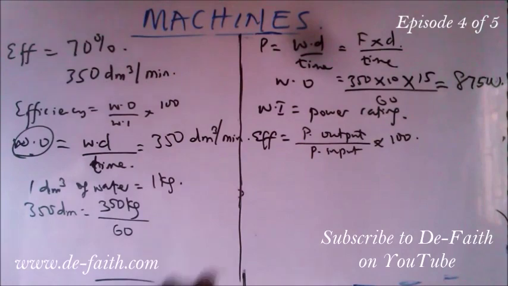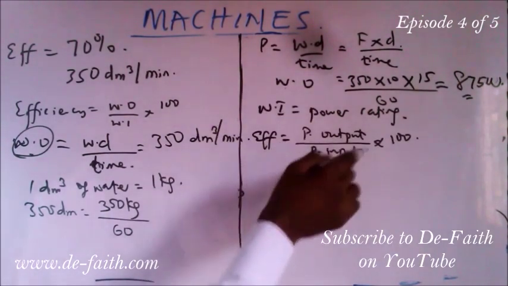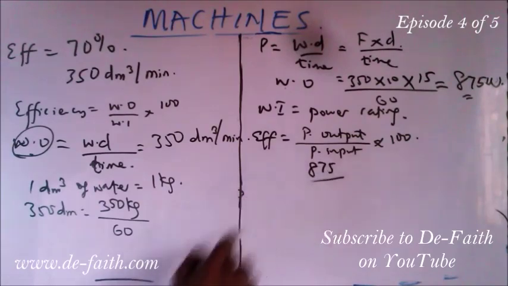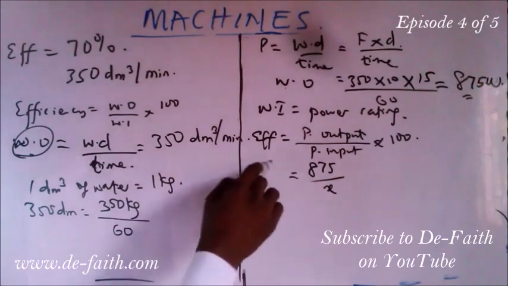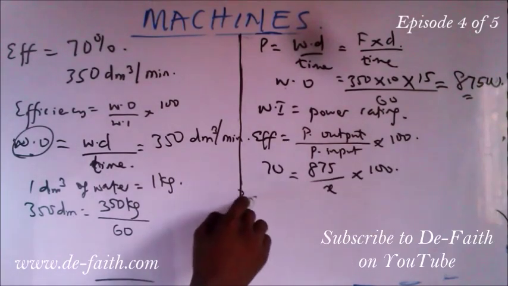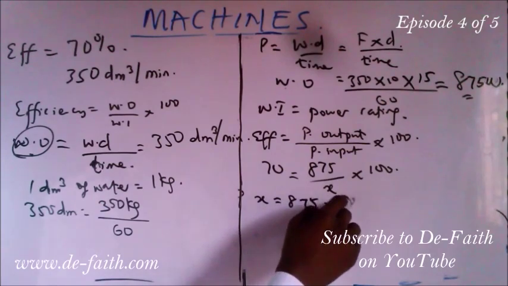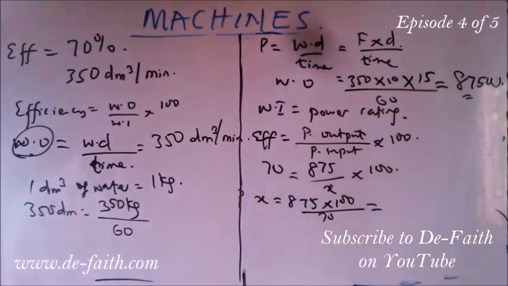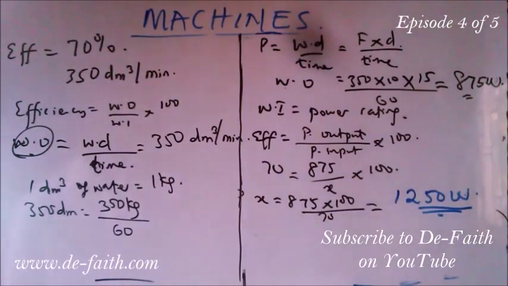The power output here, so we can make this work output to be power output. So the power output here is 875, and the power input is unknown, and our efficiency is what? 70 times 100. When we multiply this, we will end up having that x equal to 875 times 100 over 70, and that would give 1250 watts. So 1250 watts is the power rating of this pump, or the power input.